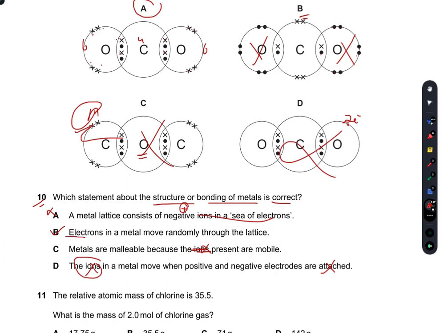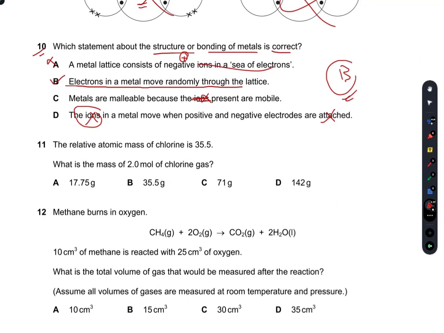The metals do not consist of ions, first of all. So electrons in a metal move randomly through the lattice. Yes, this is true. B is the right option. The relative atomic mass of chlorine is 35.5. What is the mass of 2 moles of chlorine gas? That is 2 into 35.5, C.